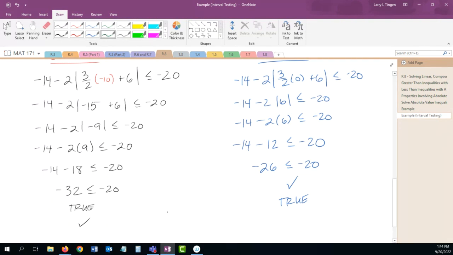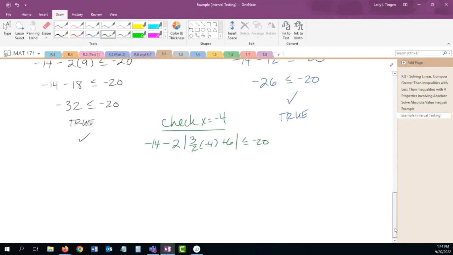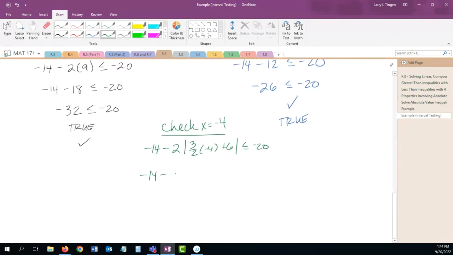So we're going to check negative 4, and then we'll take questions for the test. So check negative 4. If I did the math right, if my answer is correct, then this should return false. All right. So negative 14 minus 2 times absolute value of 3 halves times negative 4 is 3 times negative 2, which is negative 6.